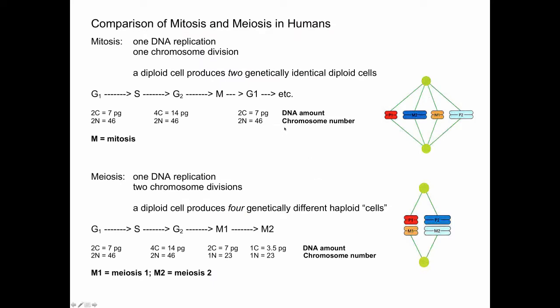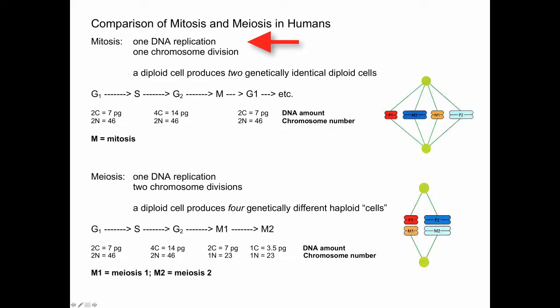So here's another way to look at it, comparing mitosis and meiosis in humans. In mitosis, there's one DNA replication, one chromosome division. So if you look at humans, 2C is 7 picograms, 2N is 46 chromosomes. So you go from 7 picograms to 14 picograms through S. So you're entering at the end of G2 with 14 picograms, 46 chromosomes. Go to G1, you go through division, back to 2C, 46 chromosomes.